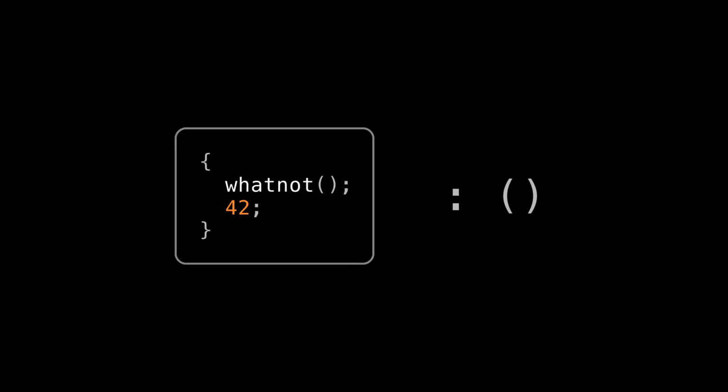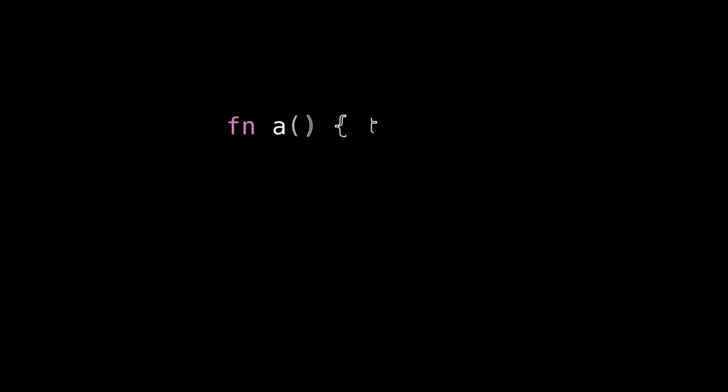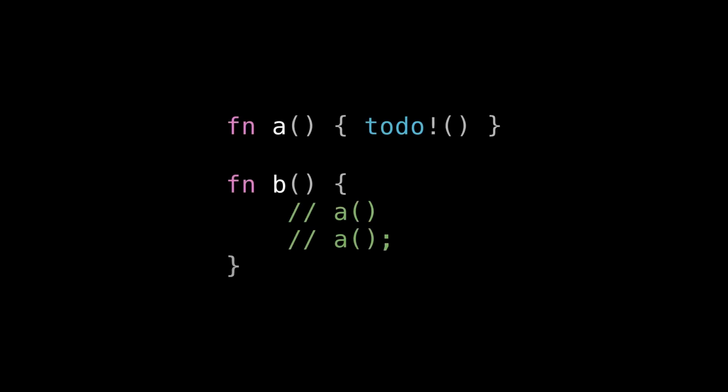So this raises an interesting question. If the last expression in your block already has type unit, should you put a semicolon after it, or no? Well, my stance is that it depends, but it matters, and you should think about it. Consider a function A that returns unit, and a function B that calls A. Should B put a semicolon after its call to A?